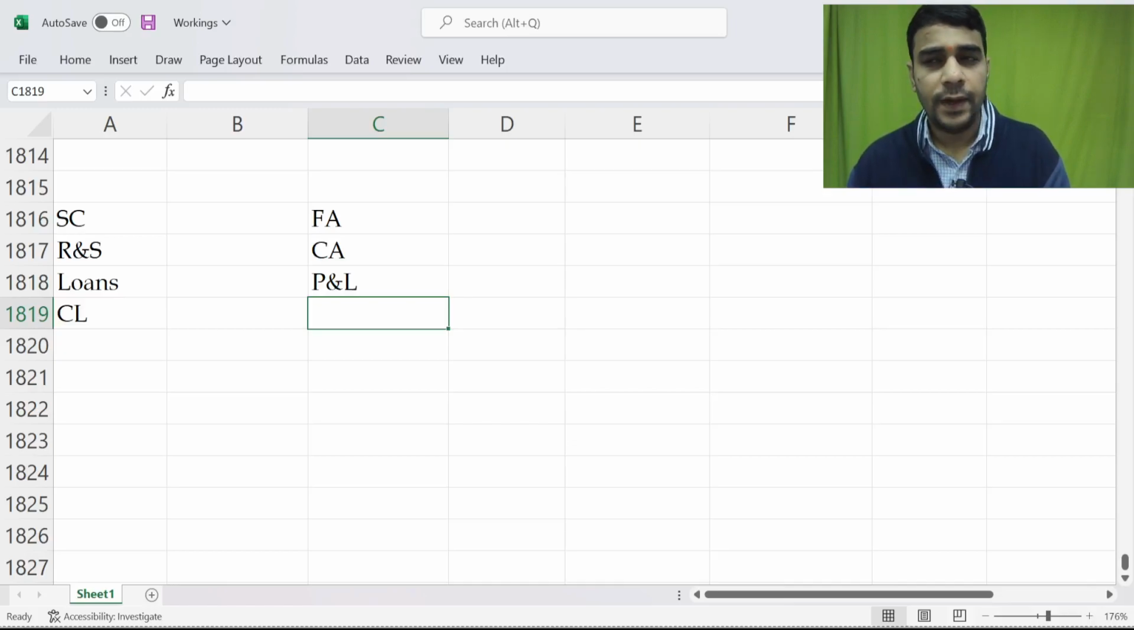Clear? So very simple, NAV per unit is equal to value of all assets minus value of liabilities divided by number of units. Value of all assets changes daily. Liabilities may or may not change. Units can also change daily because new people will come into the mutual fund. Some people will exit the mutual fund.